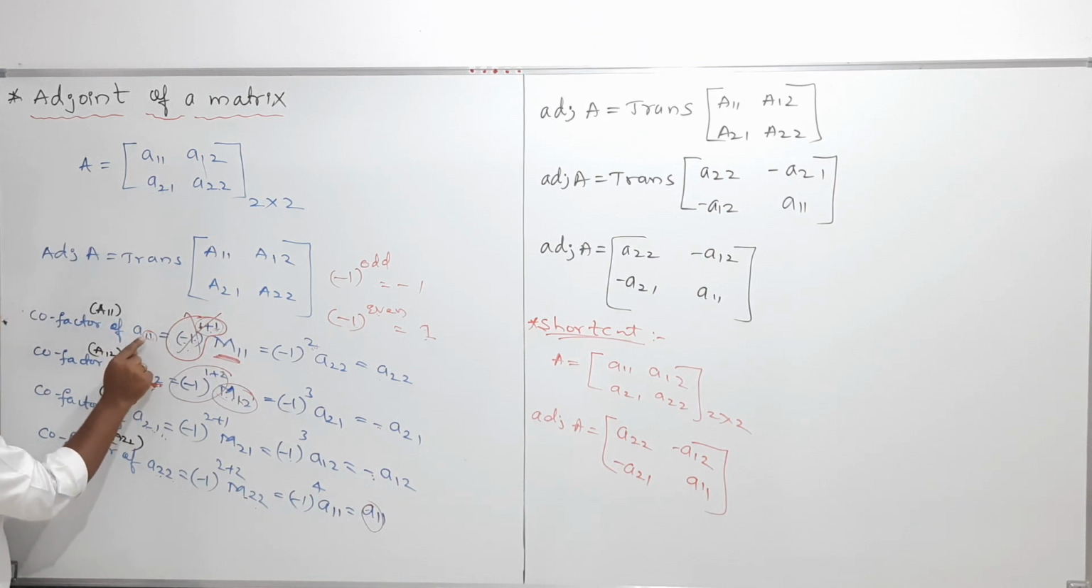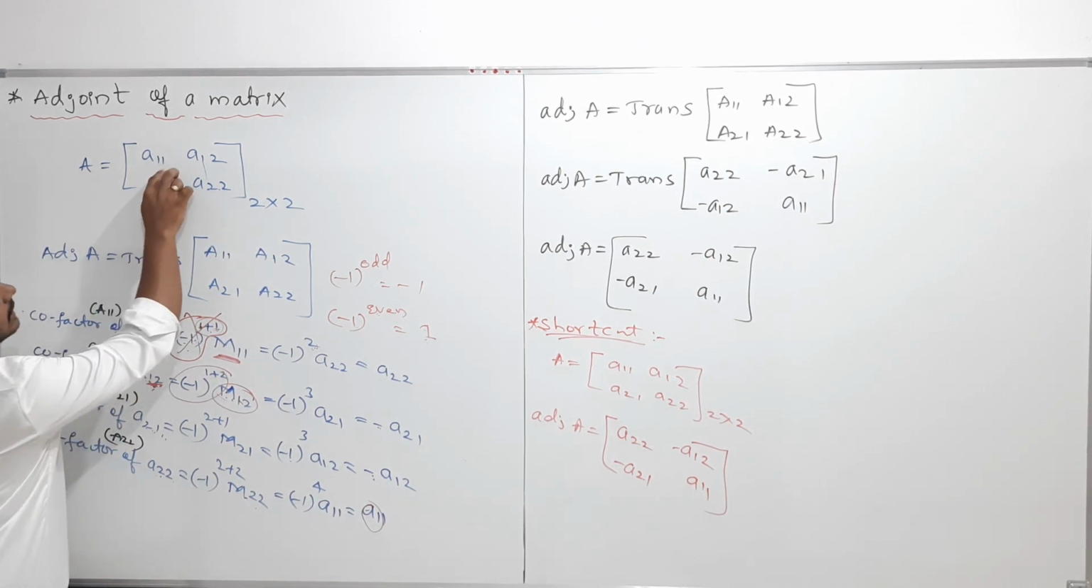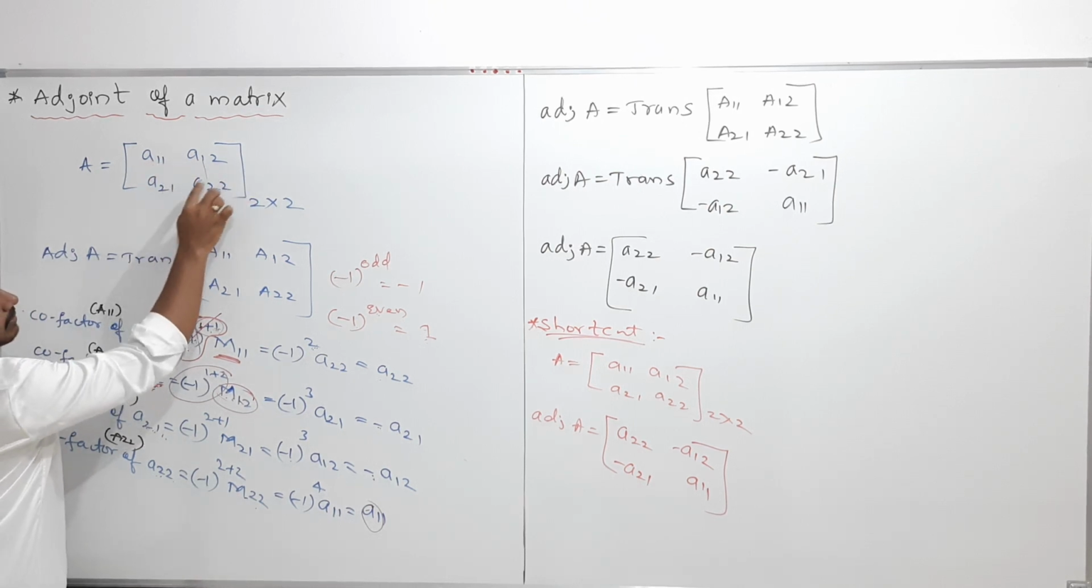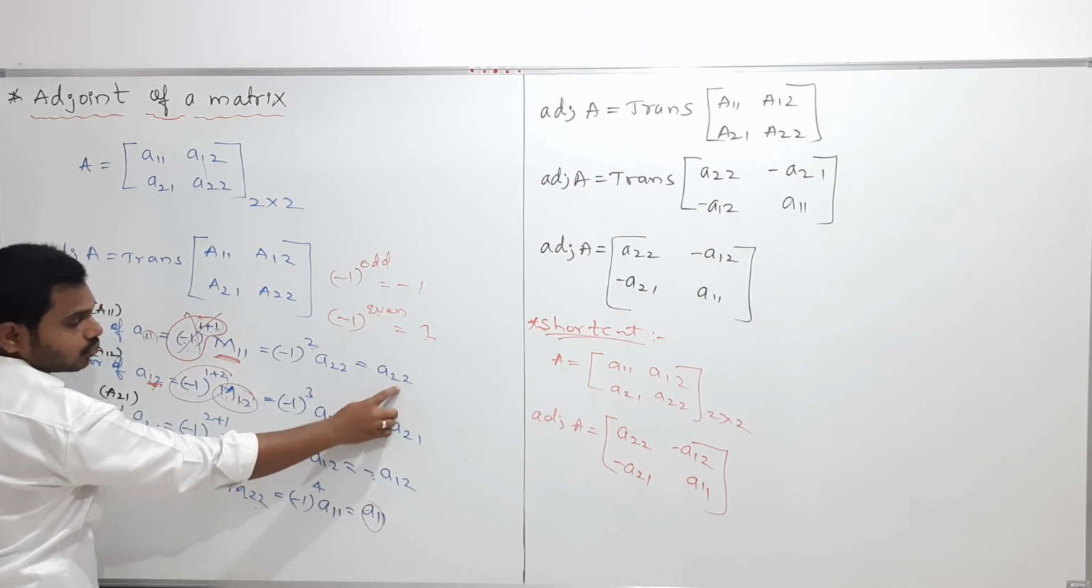What is the minor of A11? How to find the minor of A11? In this case, the minor of A11 means this element. So leave this row and this column. What is the element remaining? A22. So therefore, positive A22.